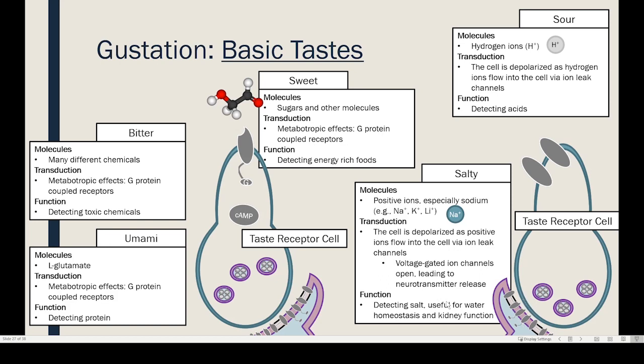So detecting salty or salt in our foods is useful because, remember I said that it's useful for maintaining water homeostasis. So basically the amount of water that is either in your blood vessels or in the extracellular fluid in your body. And a lot of this is handled in the kidneys. And that's where salt plays a role. So that's why it's important to detect salt.